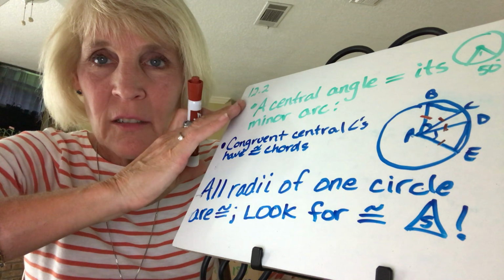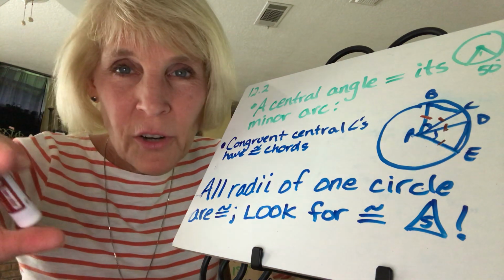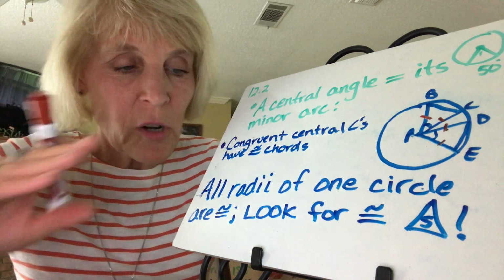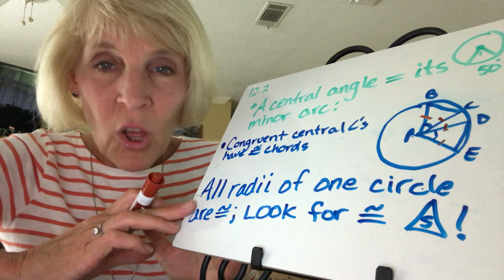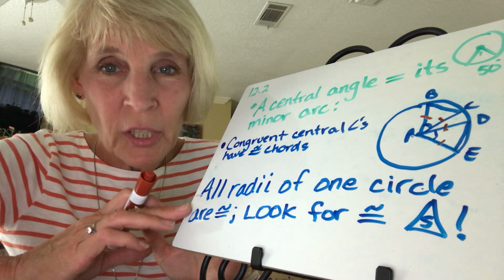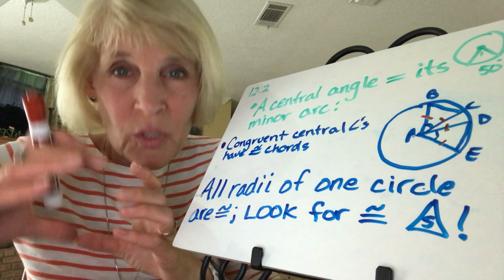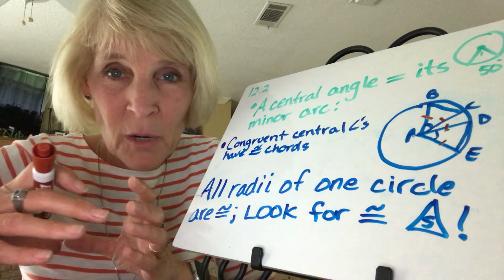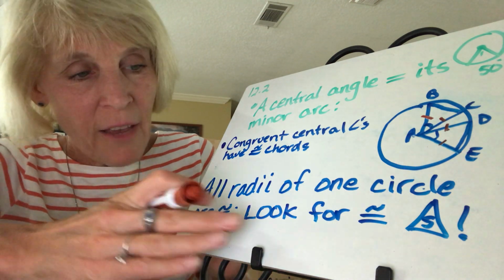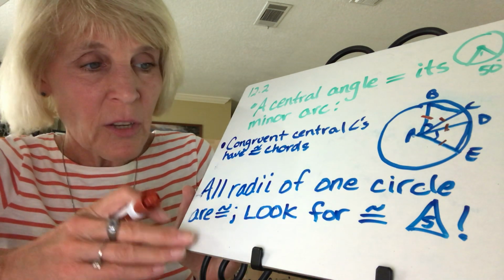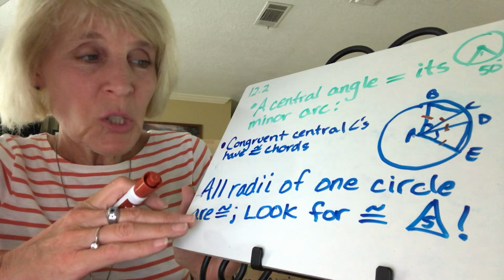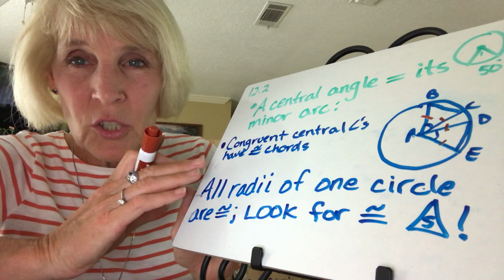A central angle is equal to its minor arc. Make sure you put that in your notes. And all radii of one circle are congruent. In order to have congruent circles, you'd have to have the same size radii. Okay? So if I have congruent circles, then they would end up having the same radii. And then look for those congruent triangles to answer some of those questions today.